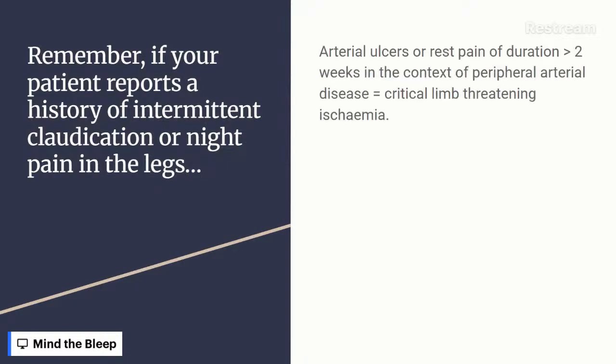So if your patient reports a history of claudication or night pain in legs, then remember, arterial ulcers or rest pain of a duration of over 2 weeks are essentially signs of critical limb threatening ischemia. And these patients need to be referred to a vascular surgeon for further assessment.